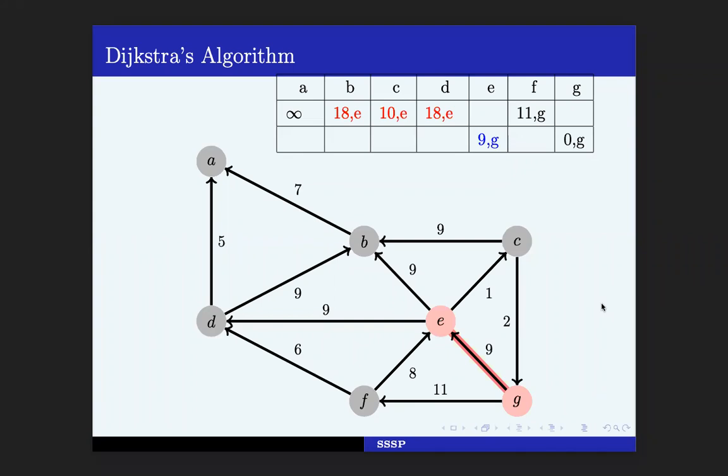Now at this point, what do you think? Can we say something? Among these vertices B, C, D, and F, 10 is the lowest. Is it possible that the shortest distance from G to C is actually 10, or can it be lower than that?